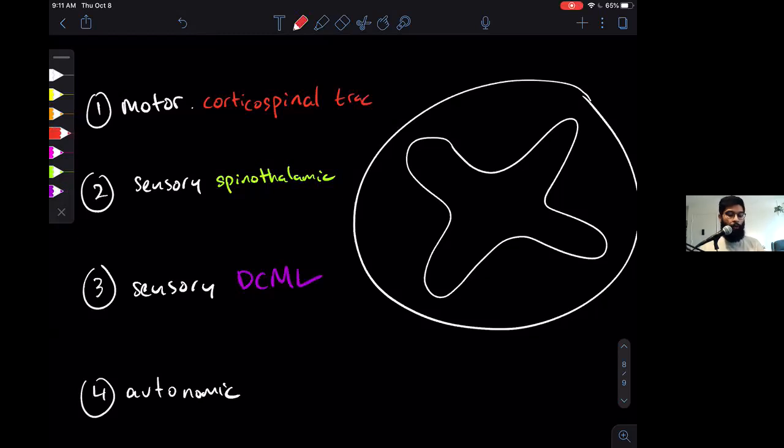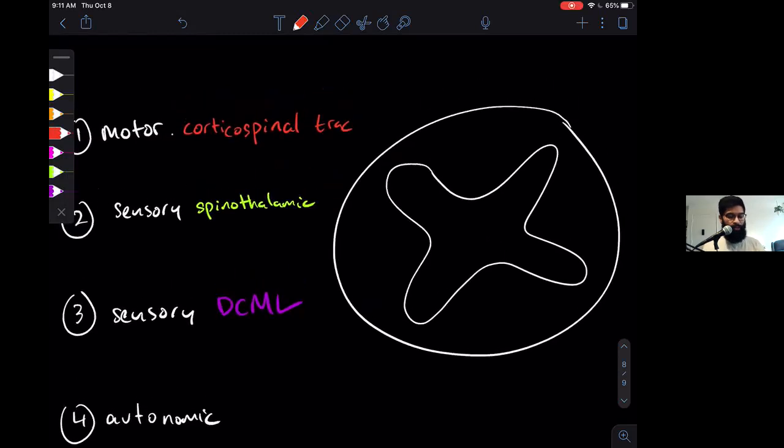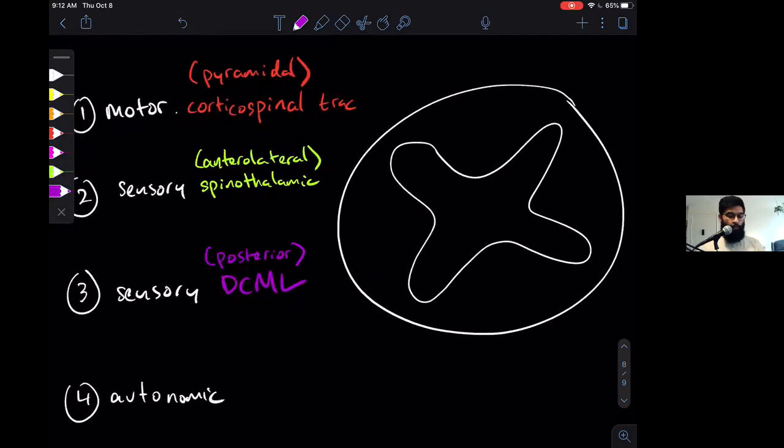So these also have other names. I'll write them here just so you know. The corticospinal tract is sometimes called your pyramidal tract. The spinothalamic is sometimes called your anterolateral tract. And the DCML is sometimes called your posterior tract. And that gives you a little better idea of where they are anatomically.